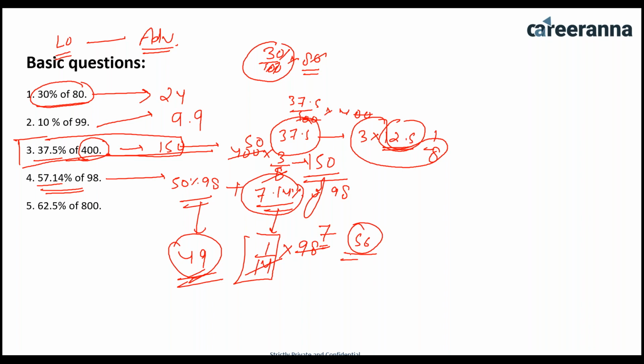I don't need pen and paper to solve it. I can easily see that 57.14% is 50% plus 7.14%. And now you guys are confused, right? How can I decide that I can take 7.14 separately?